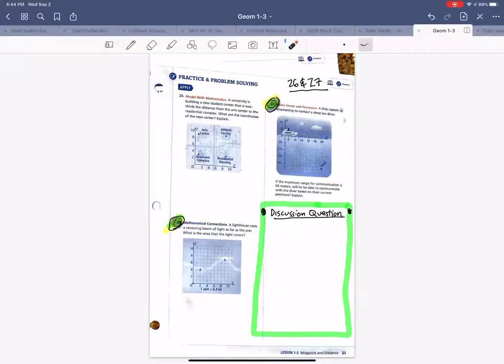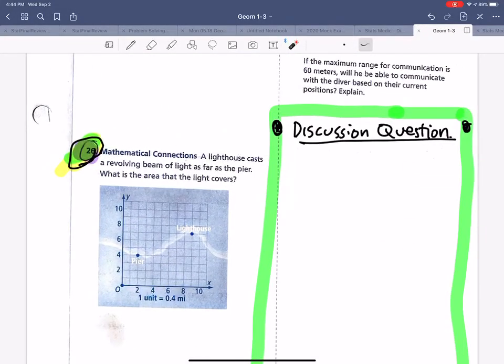Last video, guys. Let's check this out. So question 26 and 27, it says a lighthouse cast a revolving beam of light as far as the pier. What is the area that the light covers? Interesting.